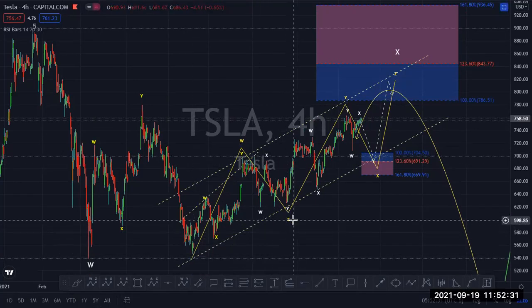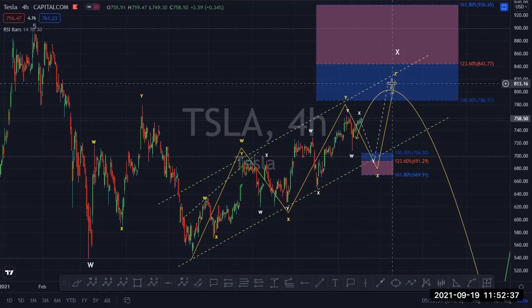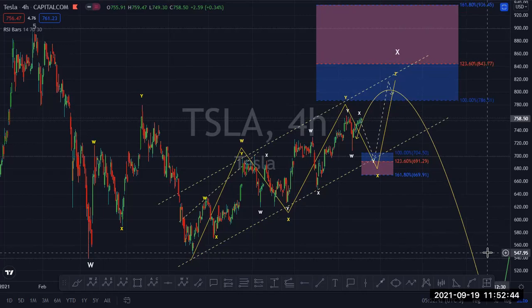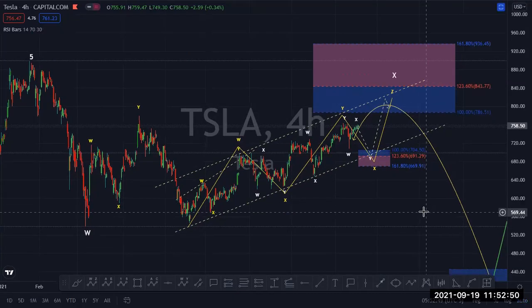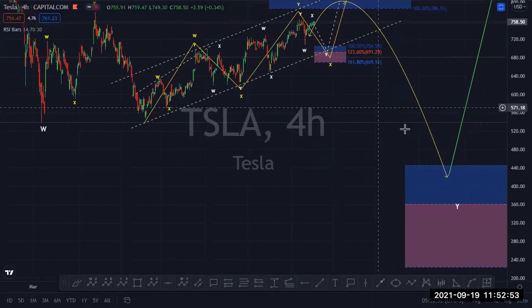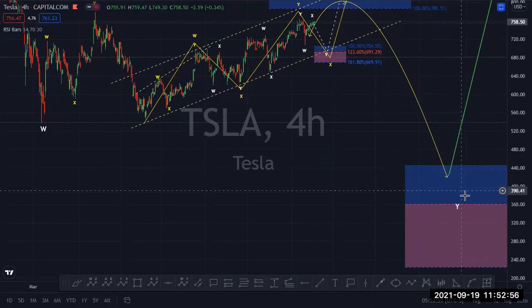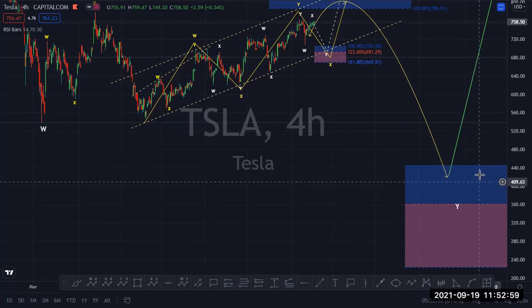Having said that, what I'm expecting to happen is that Tesla will complete this WXY before going up and give us a final leg for big wave X, then drop and give us wave Y. So if my forecast is correct, it means that Tesla will soon drop to between 360, 400, 440, 450 area. So Tesla may drop to 450, but not just this month. It may take towards the end of the year or even next year.